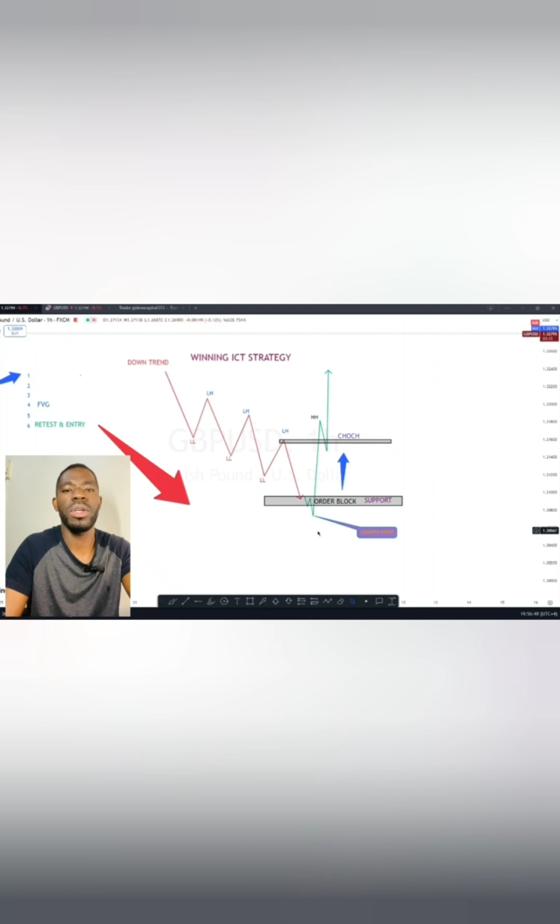The liquidity sweep is above the resistance and it is below the support. All right? So pay attention to that. Liquidity sweep is below support and above resistance. So it takes out stop losses before it gathers momentum to go in the opposite direction. So pay attention to that, okay? And it normally spikes down here.